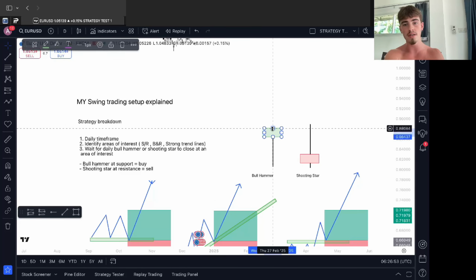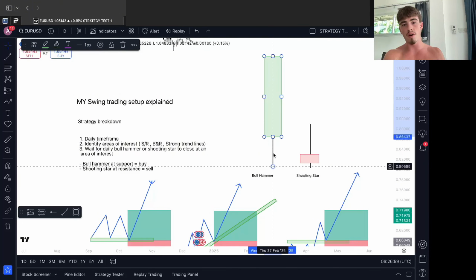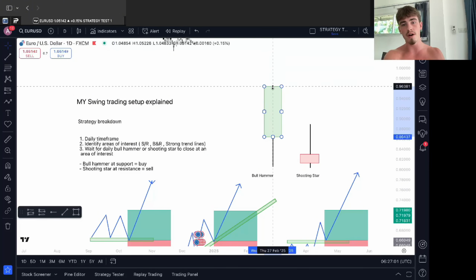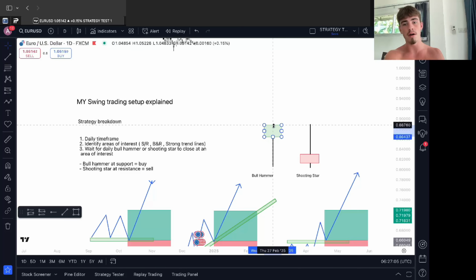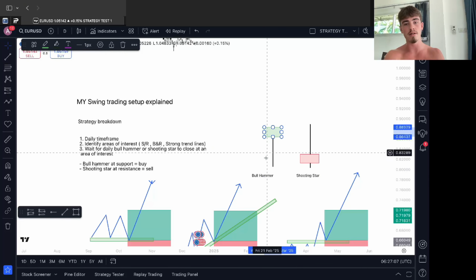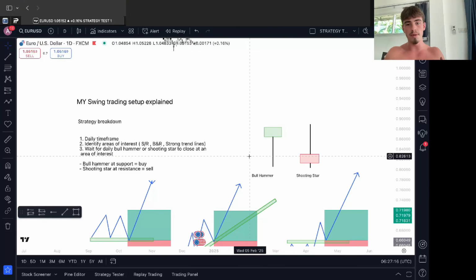Now, in terms of the size of the body, it doesn't overly matter, but if the wick is small, it means there wasn't a huge price rejection. What we want to see usually is a pretty big wick and a slightly smaller body, but the most important thing is that there's a big wick below and a very small wick or no wick above. But through backtesting and through experience, you will build some intuition on what is actually a strong bull hammer and what is not. But that's the basics.